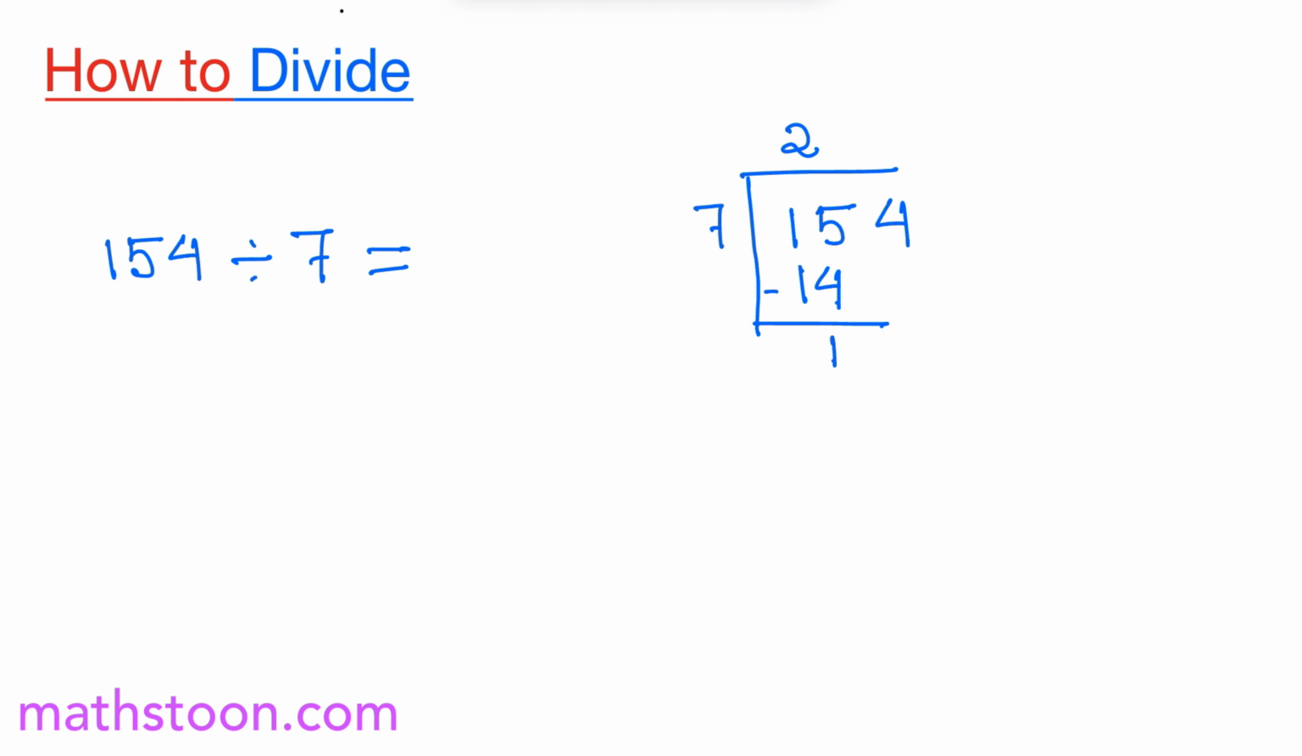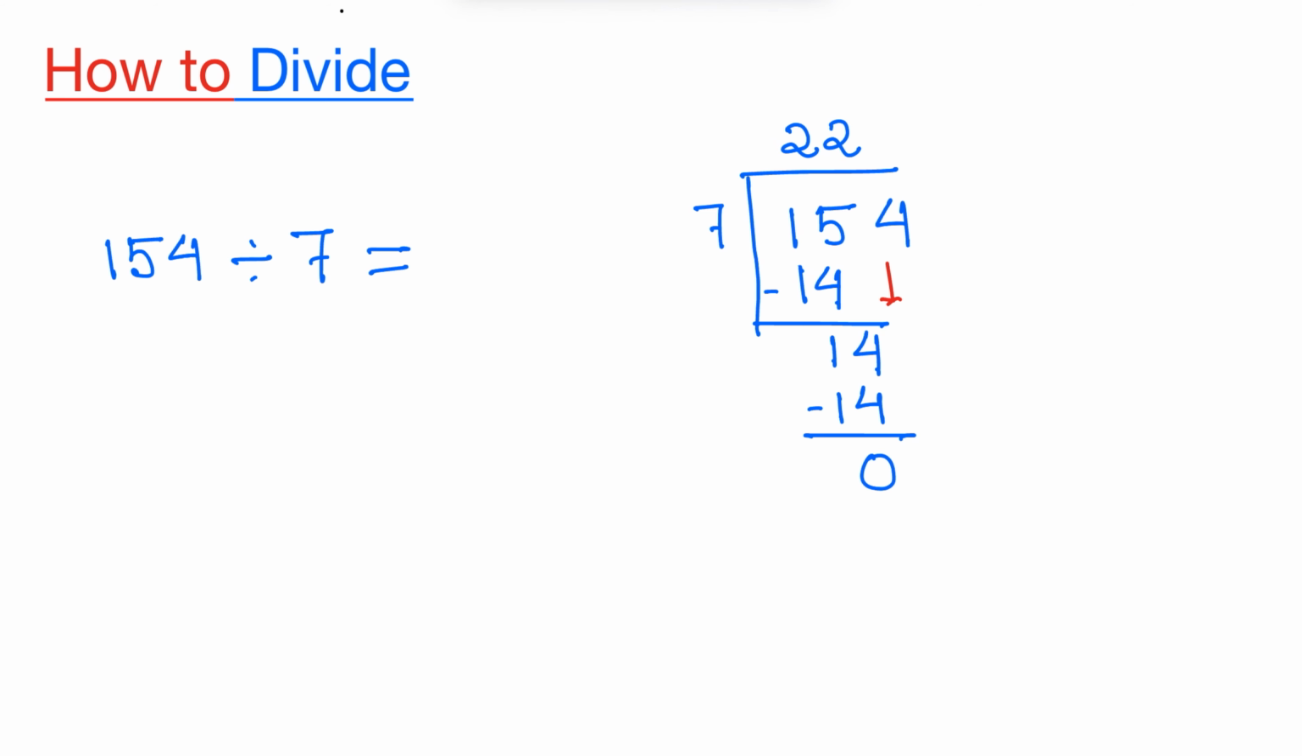Now see that this 1 is less than 7. That is why we will bring down this number 4 here. And again we know that 7 times 2 is 14. Subtract, we get a 0. As we have no number to bring down here and we have got the number 0, so we will stop.